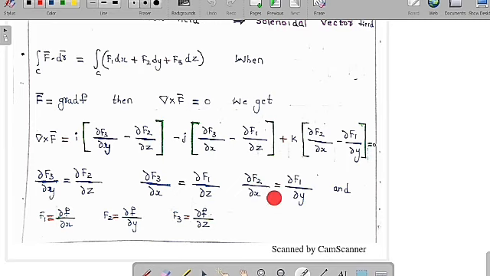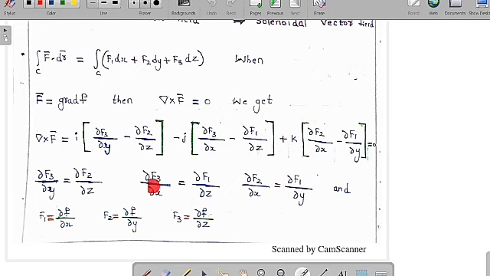If this is the property, then definitely we can say that the integral is independent of the path. It depends only on the initial and the final position, but it is independent of the path it travels. If dou f3 by dou y is equal to dou f2 by dou z, and dou f3 by dou x is equal to dou f1 by dou z, and dou f2 by dou x is equal to dou f1 by dou y, then we can simply say that this line integral depends only on the initial and the final point, but it is independent of the path it travels.